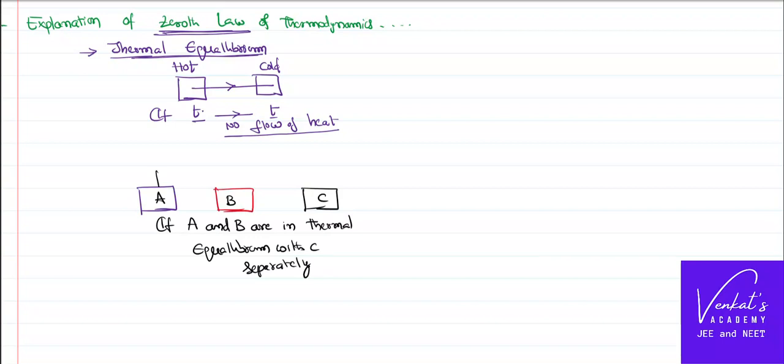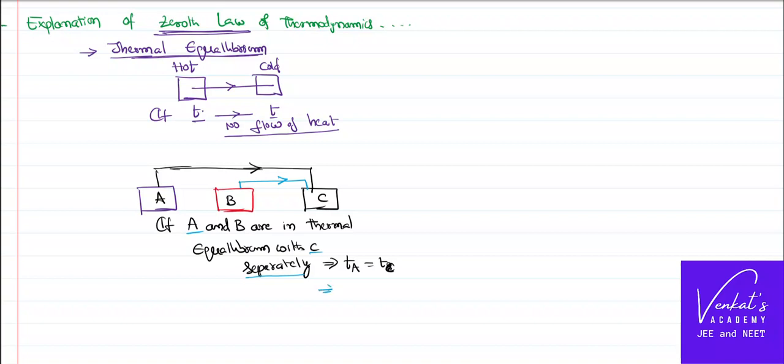A is in thermal equilibrium with C. That means even if A is connected with C, there is no flow of heat. When is that possible? That means temperature of A must be equal to temperature of C. Then only A and C are in thermal equilibrium. And it is being further said, A is in thermal equilibrium with C and separately B is also in thermal equilibrium with C. That means even when B and C are connected, there is no flow of heat between B and C. When is that possible?